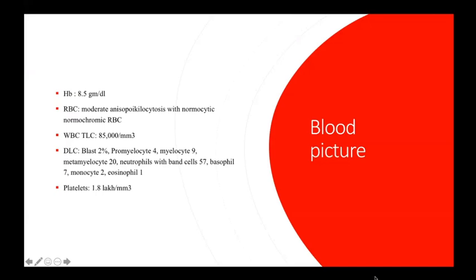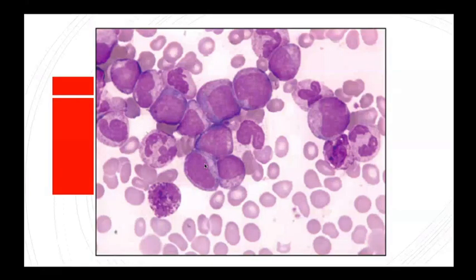There was again shift to left with 2% blast, 4% promyelocyte, 9% myelocyte, and 20% metamyelocyte, while band and stab cells were 57%. And platelets were 1.8 lakh per mm3. So this is the peripheral smear of this case. It shows again shift to left, blast, myelocyte, and a metamyelocyte with few neutrophils and band cells.